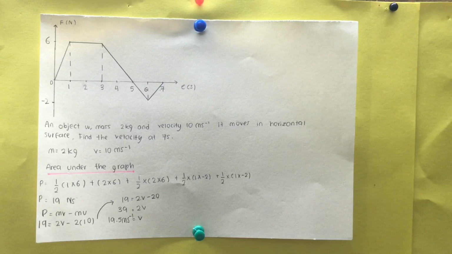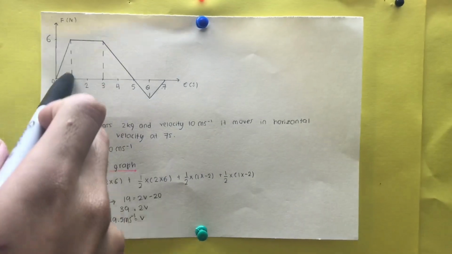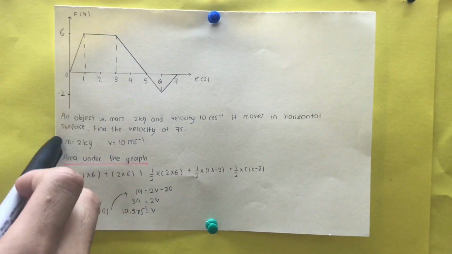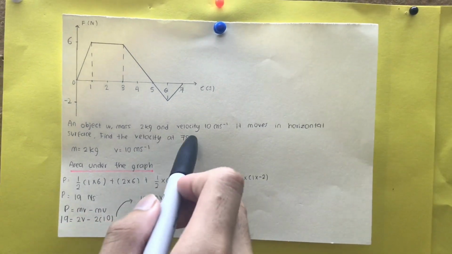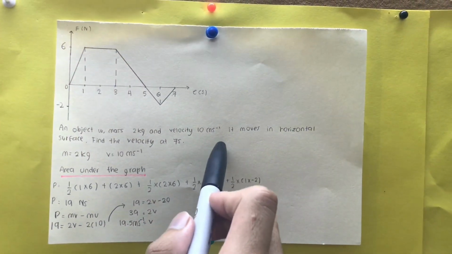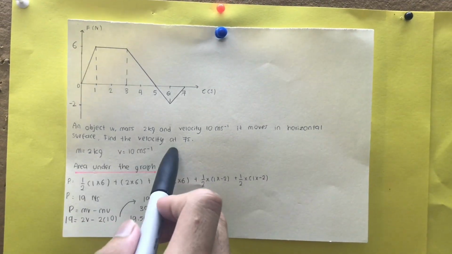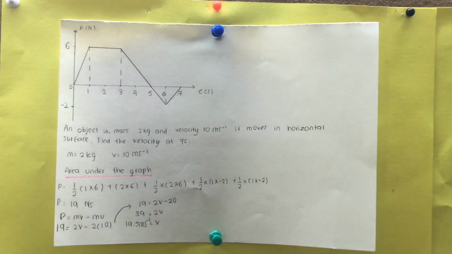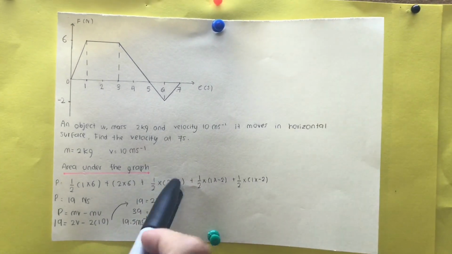For the fourth question, it is about the graph of force versus time. The question is about an object with mass 2 kg and velocity 10 ms to the power of -1. It moves on a horizontal surface. Find the velocity at 7 seconds. To find the velocity, we must use the area under the graph.